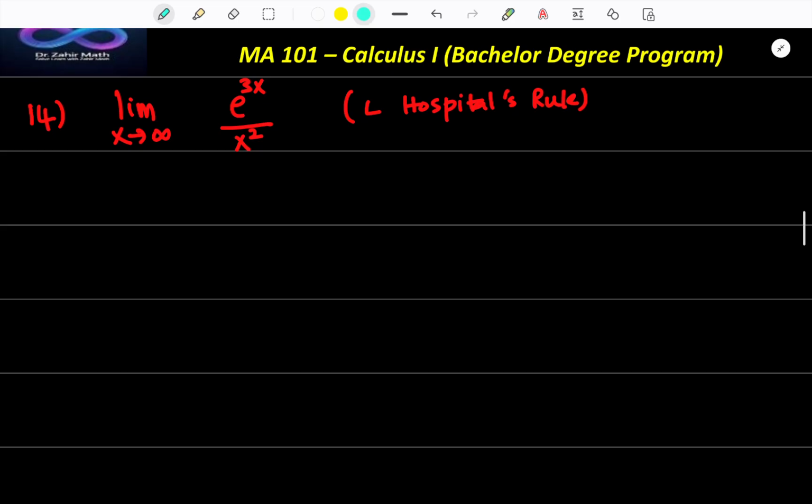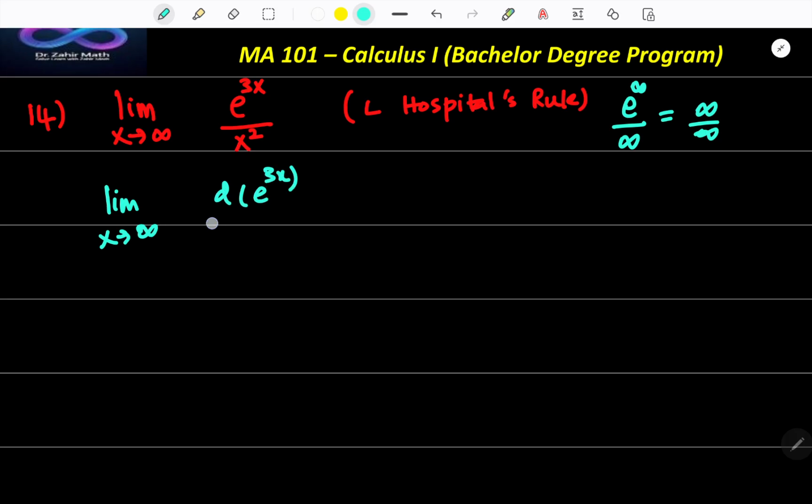Let's go to the next question. Limit x tends to infinity, e power 3x divided by x square. Put x equals infinity: e power infinity. 3 infinity is infinity, divided by infinity. E power infinity is infinity and this also is infinity. So now what are we going to do? Limit x tends to infinity.